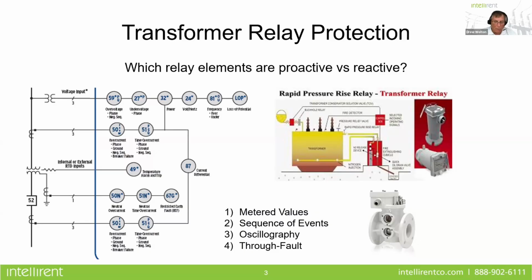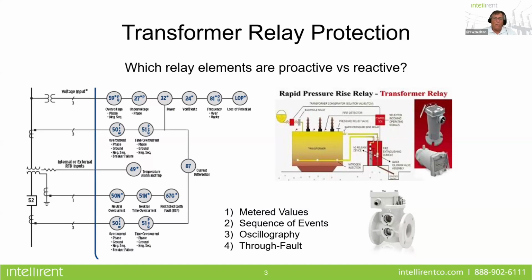And I had a good friend that I worked with at Schweitzer Engineering. We were doing presentations together, and I talked about through faults. And I asked him, of your customers that you work with, how many of them do you find actually enable the through fault monitor on the relay itself? He shakes his head and goes, very few. And that really kind of surprises me.